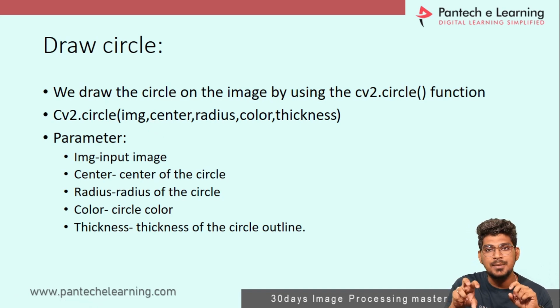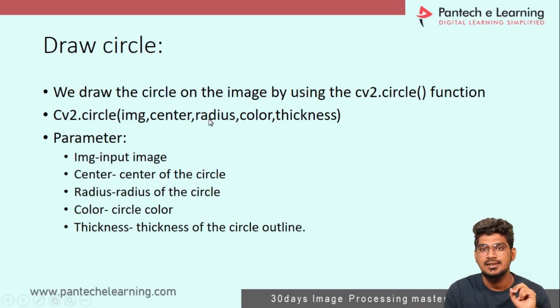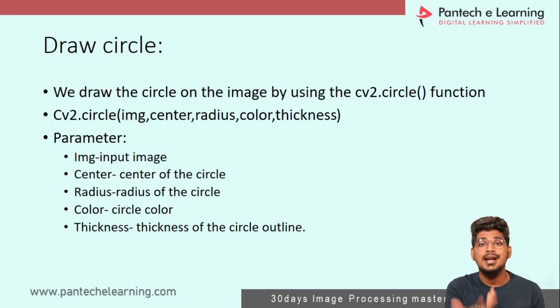Where do I want to create the circle? So we have to mention the coordinates, like x and y. And the radius. Radius means the circle radius, we have to mention the value. And after that, color range, and after that, thickness of the circle. These all are the parameters. How to write the code for this?